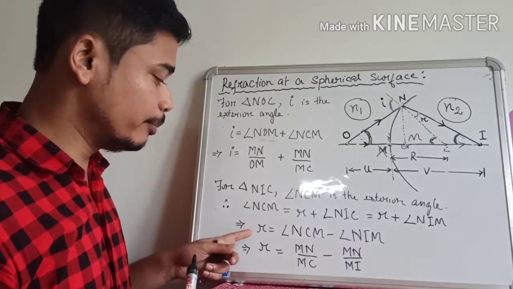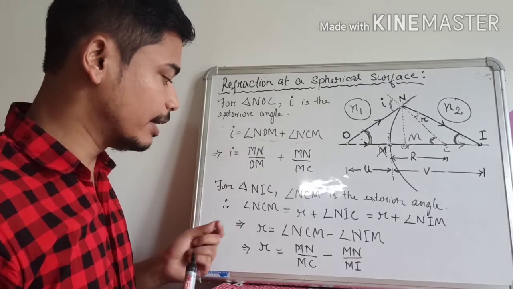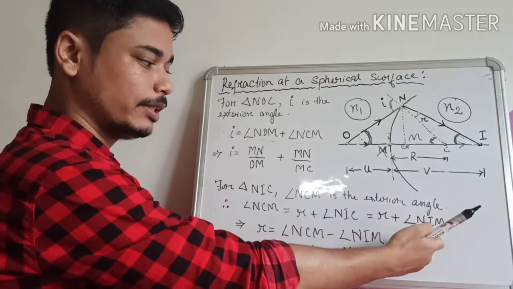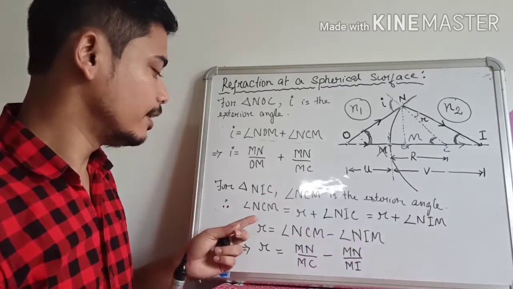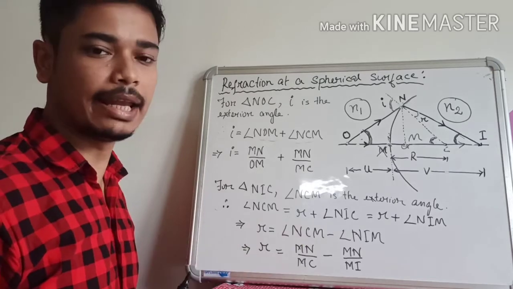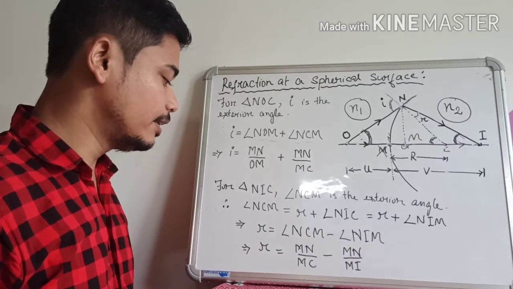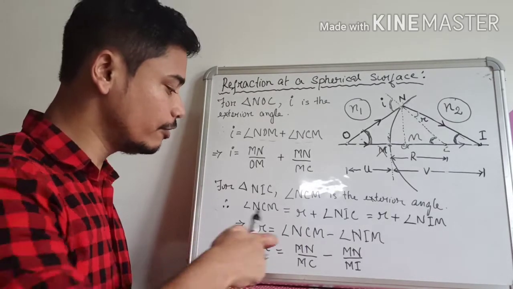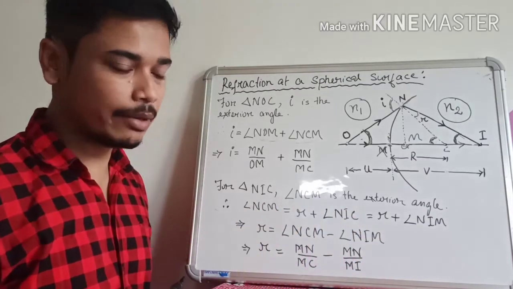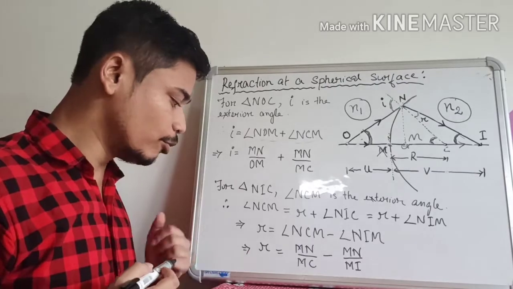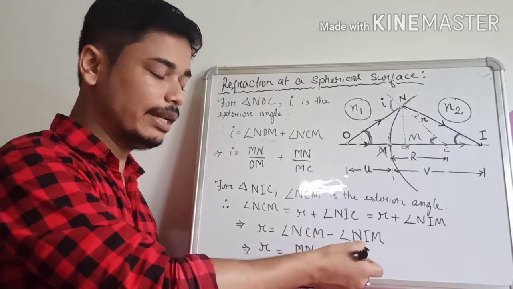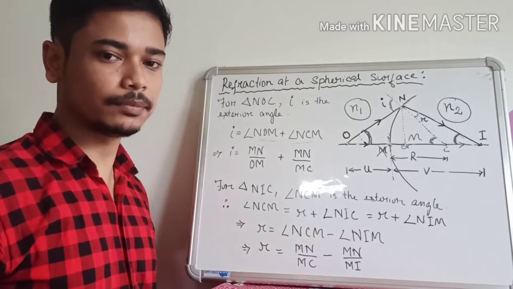Therefore, what will be the value of R? Now the value of R becomes angle NCM. We just have to take this angle to the other side. Then angle R will be equal to angle NCM minus angle NIM. For that, if we substitute the values of angle NCM and angle NIM, then we will get the value of small r to be MN divided by MC minus MN divided by MI.